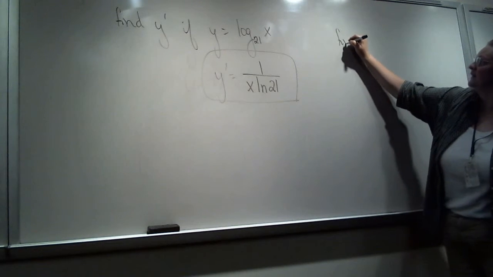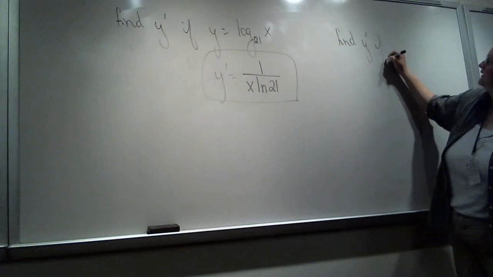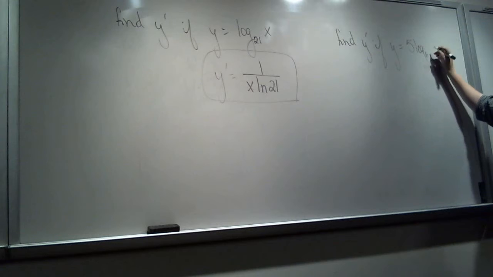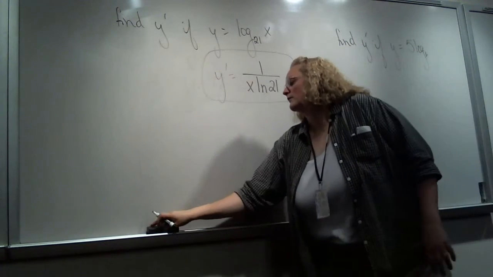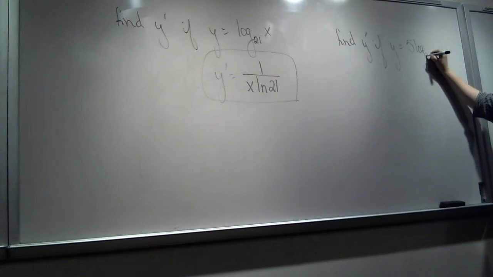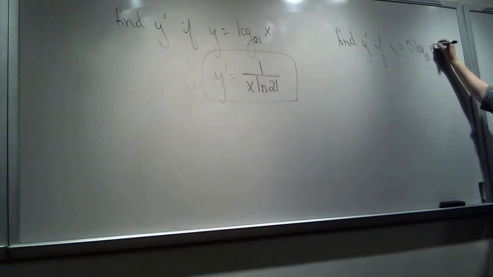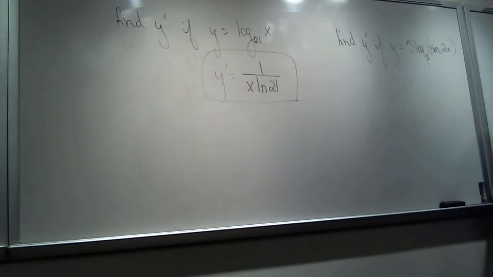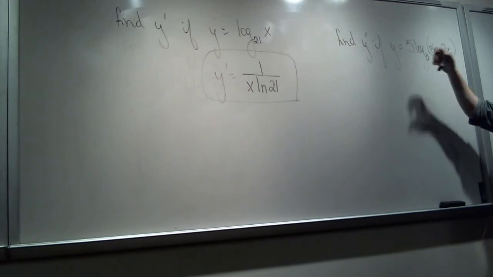What about y equals 5 log base 3 of the sine of 2x? 1 over the sine of 2x ln of 3. Close. Oh, yeah. 5. That's right, too.